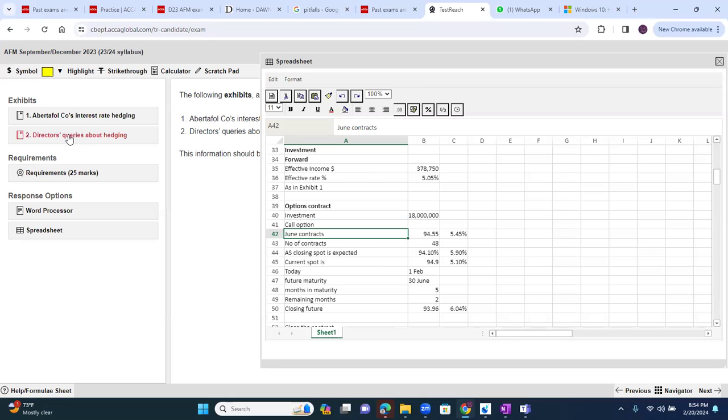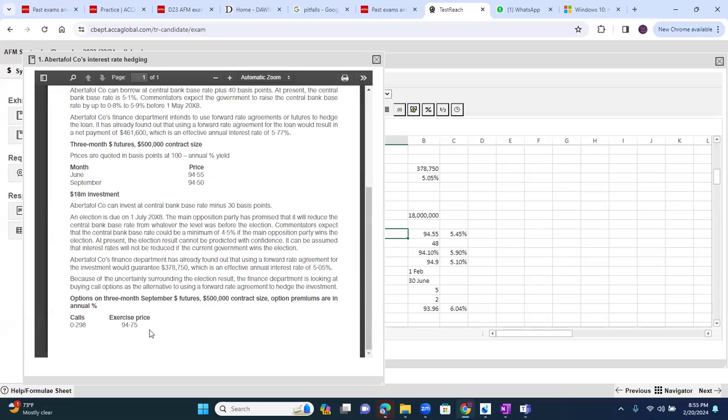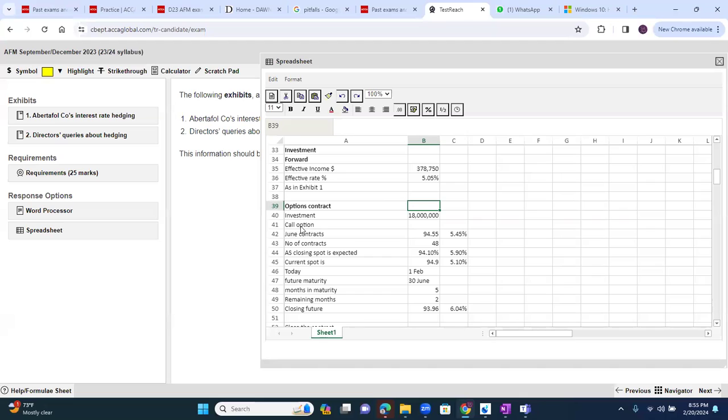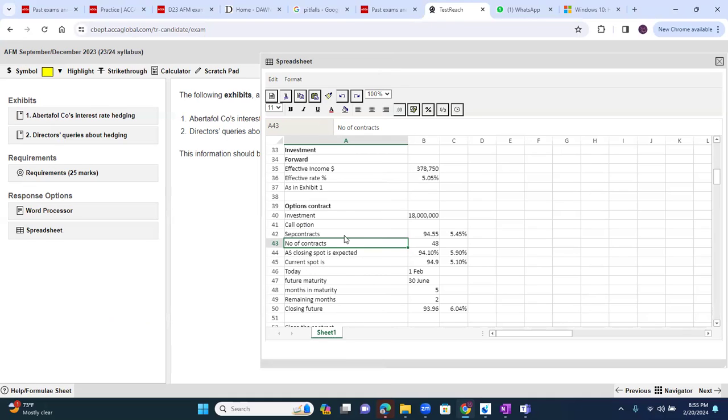Which contract will we choose? As we are going to invest in September, only the September contracts are given. What is the pricing given? 94.75 is the exercise price.